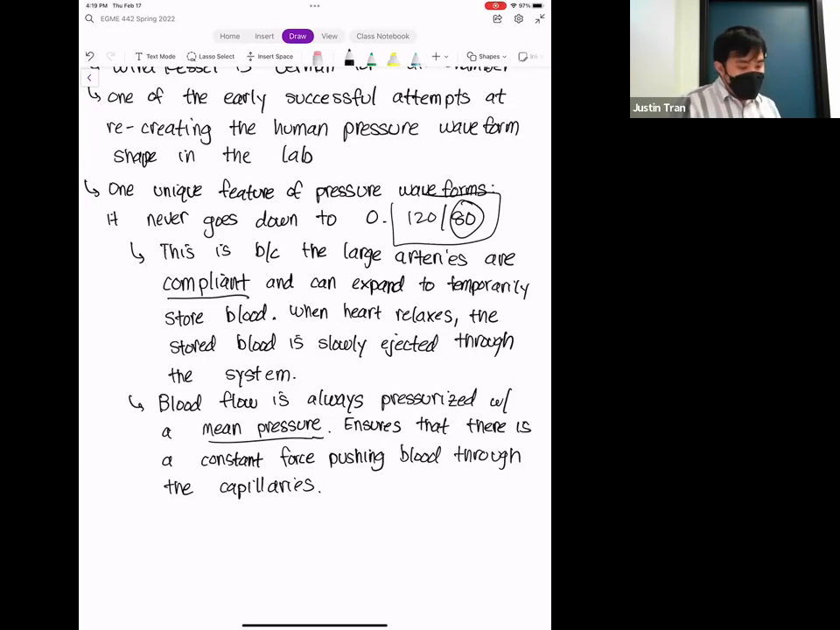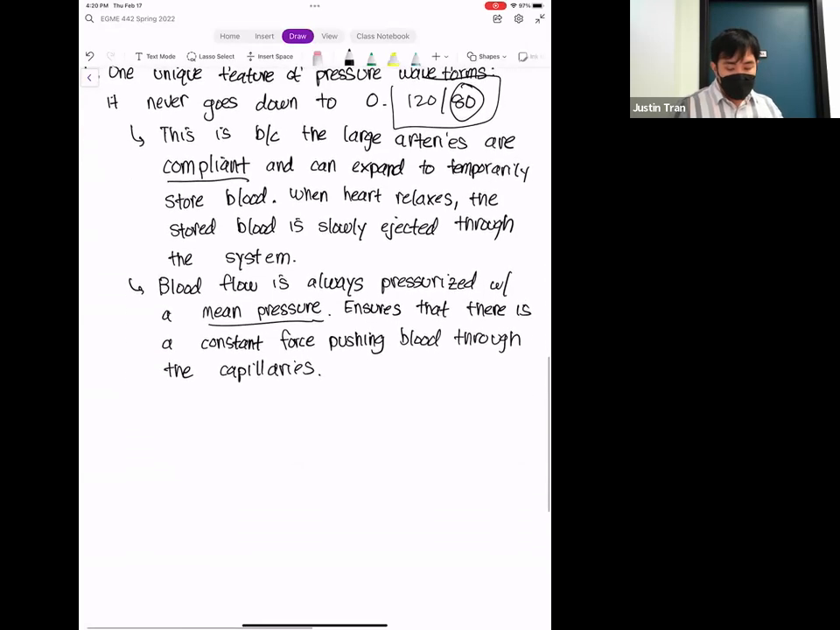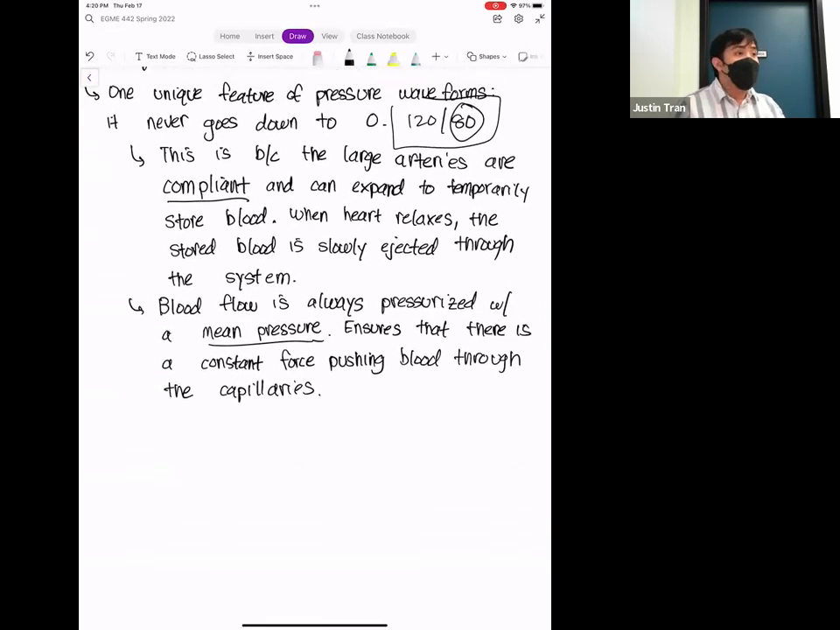Okay. And so the Windkessel model that they were developing wanted to make sure that these properties were captured. All right. Any questions on this?